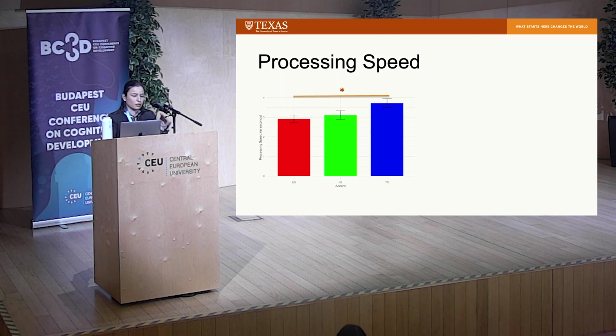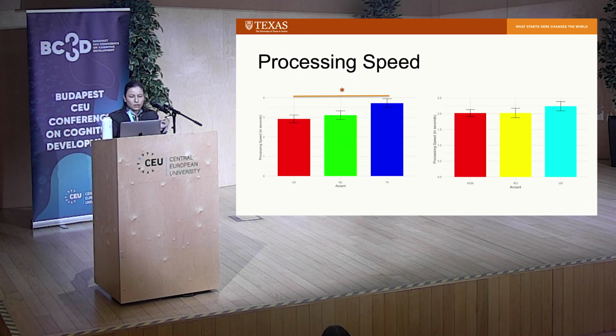For processing speed, here it's kind of the reverse. Higher speed means it takes longer to process, so here we want lower scores. We find that for the American native accent, it's easier to process, they're taking significantly less time than they do for Turkish. And then, I don't know if you can say with 10 kids, but maybe similar trends are emerging in Hungary as well.